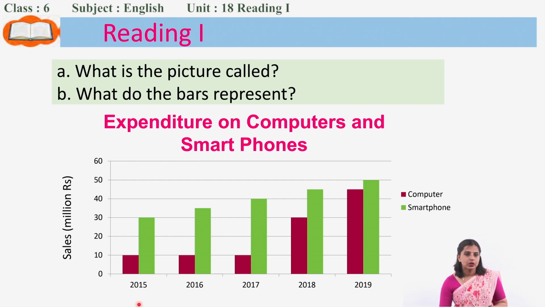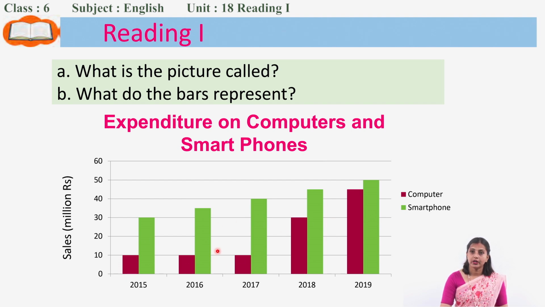What is this picture called then? Okay, so this is a chart. Yes, it's a chart and this is called a bar graph. What do the bars represent? You see the big pillars here, the bars here. What are these bars representing?